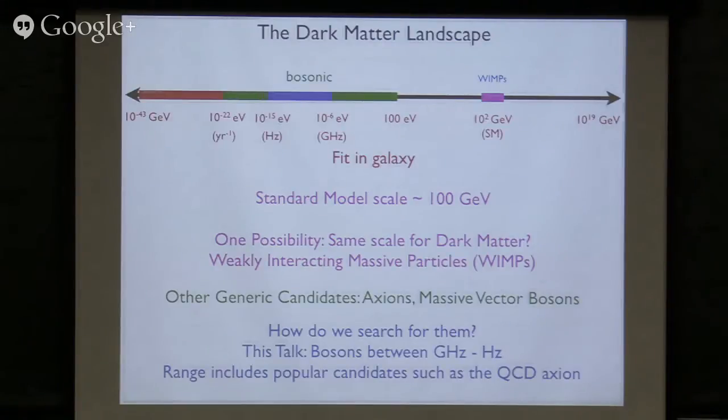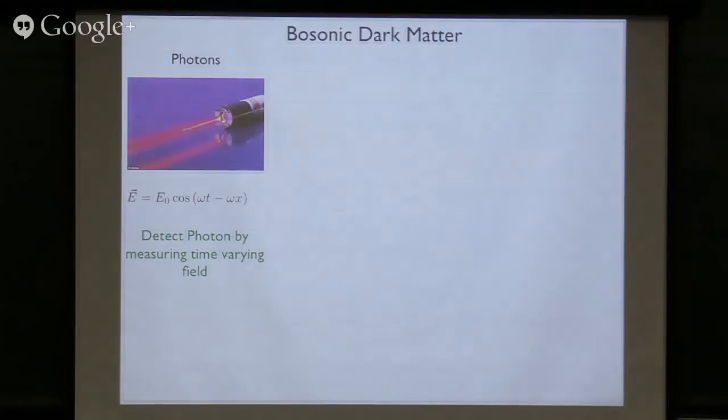And so the goal of this talk is basically to ask, how do we search for these particles, if they happen to be the dark matter? In particular, I'm interested in particles whose masses are about a gigahertz to about a hertz, so about 10 to the minus 6 eV to about 10 to the minus 15 eV. To some extent, that range was chosen because it includes a popular candidate called the QCD axion. But really, one should search for all possible masses. So how can these really light bosons be dark matter?